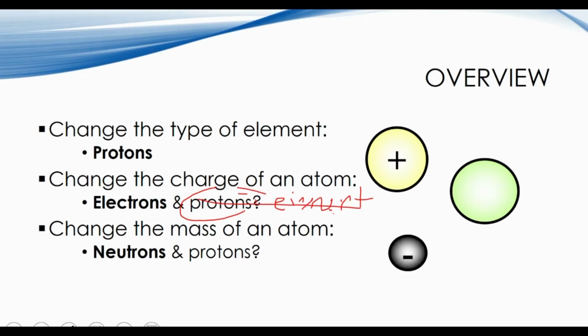Now, what if we wanted to change the mass of an atom? Well, remember, the mass comes from two places, the neutrons and the protons. But again, you can't change the protons because if you do, you change the element, right? So we don't want to change the protons. So what's the only thing left to change the mass of an atom? The neutrons.